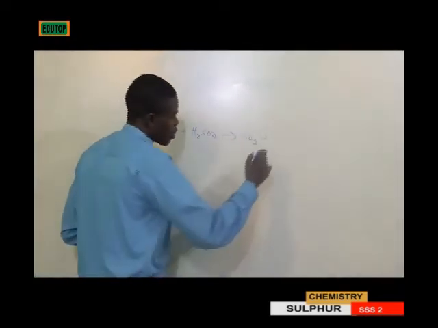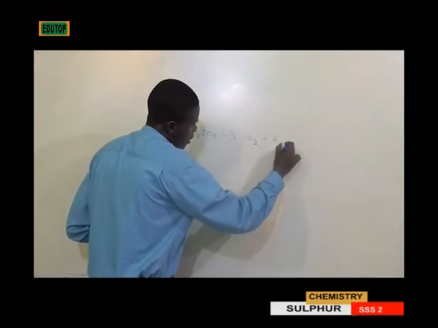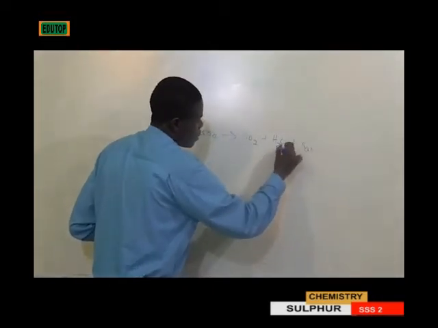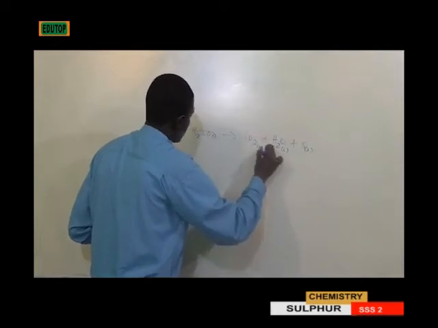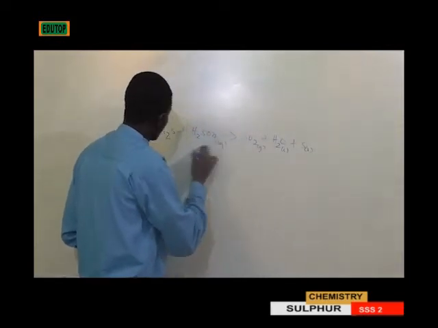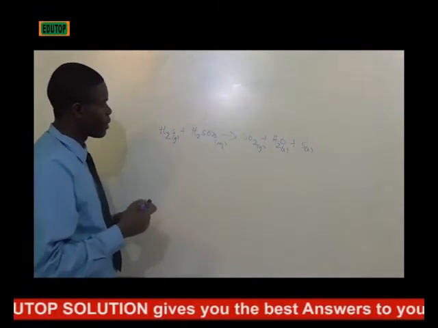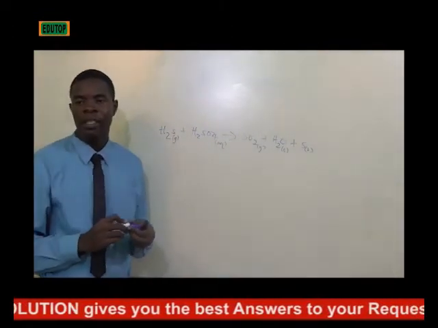together with water and sulfur. One is a solid, one is a liquid, one is a gas. It is concentrated, aqueous, and also a gas. So this is the balanced equation for that reaction.